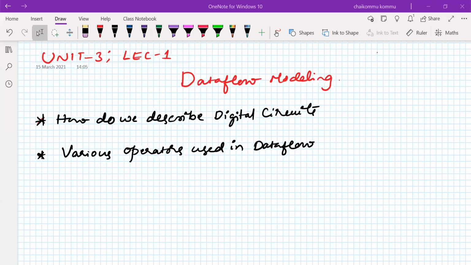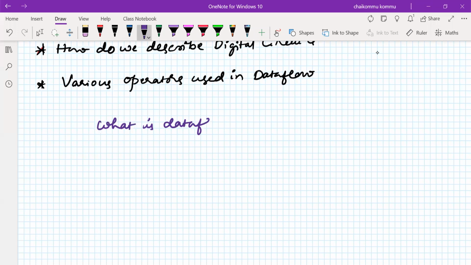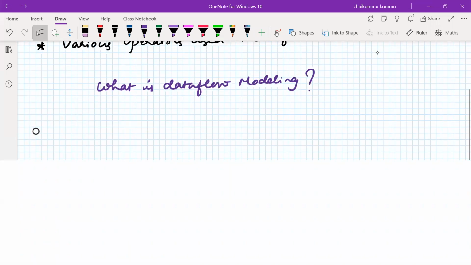Yes. Okay. So these are the two things that we are going to focus on. So let us talk about what do you mean by data flow modeling? Okay. So it is actually the RTL description that we have to follow.